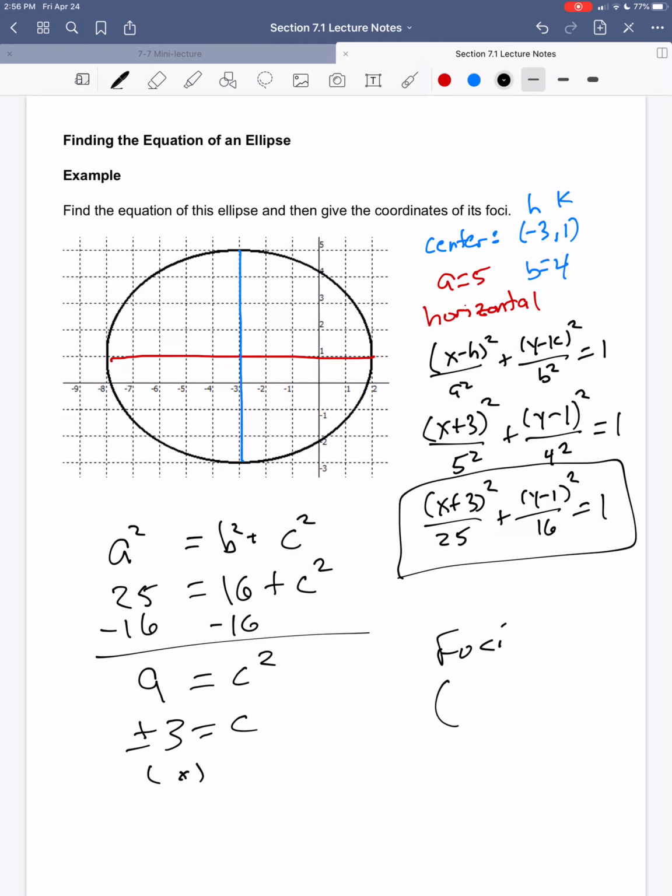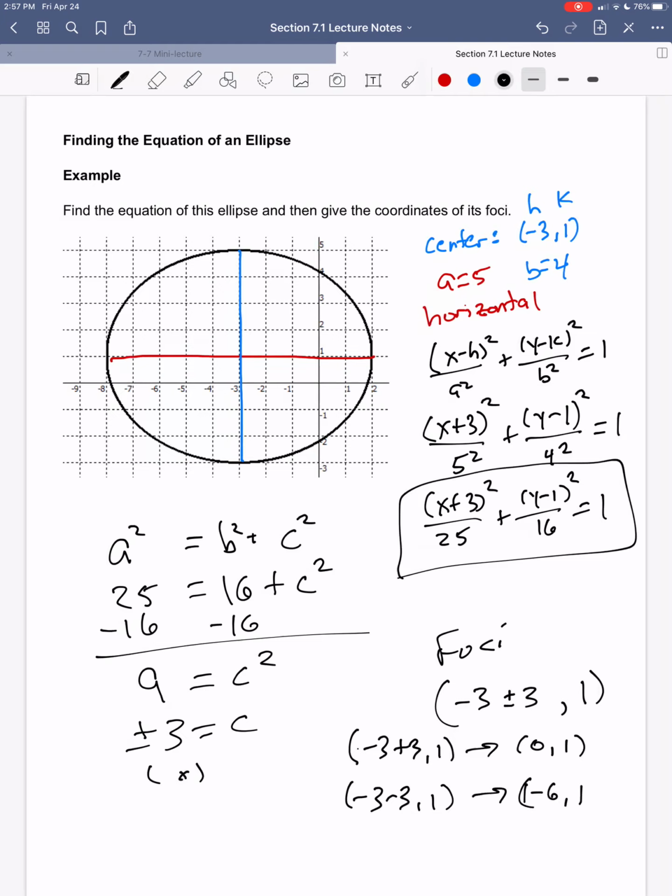So my center starts at -3, 1. Since I'm moving left or right, the y coordinate stays the same. I'm going to have to add or subtract 3 to get the foci. Since that's not a square root, I can actually figure that out. -3 plus 3, 1. That's the point 0, 1. -3, oops. Minus 3, 1. That would be the point -6, 1. So those would be the foci.